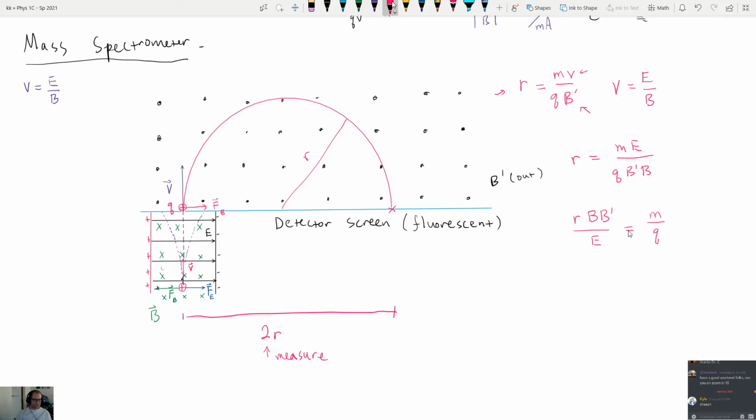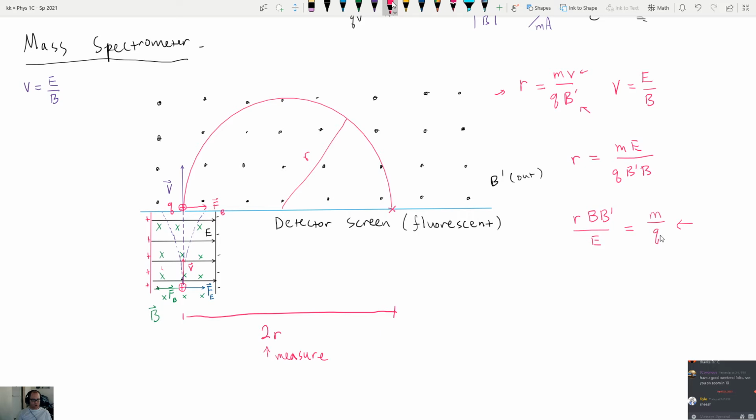So what that means is that the bigger the mass of the particle is, the longer that radius is going to be. You can think of B prime and E as all kind of being constants, because we're going to fix these prior to starting. You would kind of calibrate these, right? You calibrate all of these, you measure R, and what do you know? Well, now you know the mass to charge ratio of the particle.